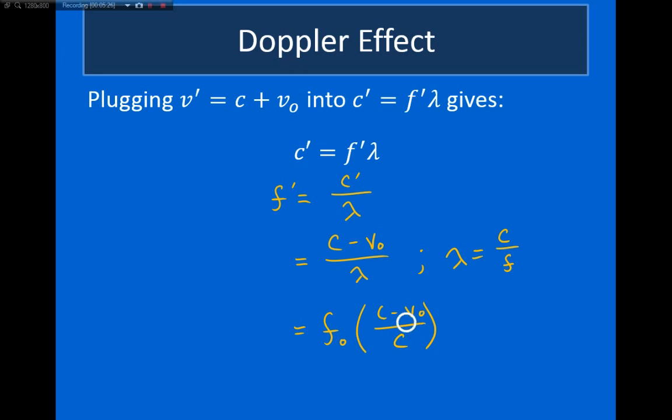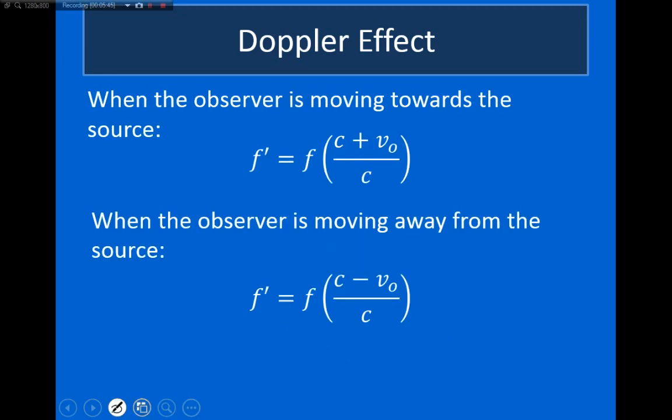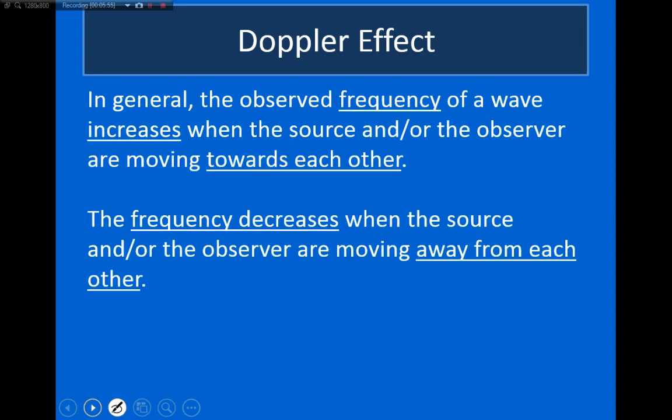Now notice that if the observer is moving away from the source, then we have this formula right here, and that means that the frequency is going to decrease. However, if the observer is moving towards the source, then we'll have a different formula I have here on this next slide, where we have this plus sign, so the frequency appears to increase. And so that's pretty much the Doppler effect.